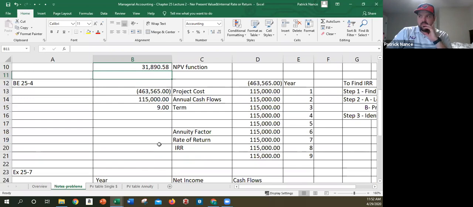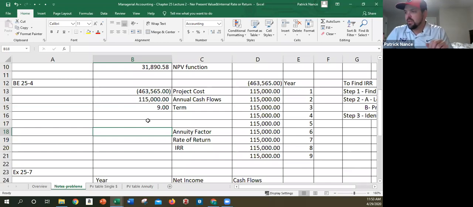Okay, 25.4. 25.4 says, it's looking for the internal rate of return. This project is estimated to cost $463,565, and so again, I've got it as a negative number. And it says the project has annual cash flows of $115,000 for 9 years. Determine the internal rate of return for this project.